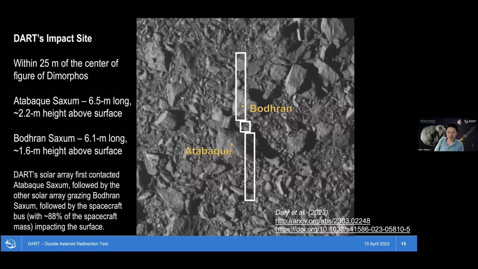So this is the final image with the spacecraft marked on it. You can see that there are two large solar panels, and the small square is the spacecraft bus. The total length is about, I don't remember, like 20 meters. And the size of these boulders, we now have names for these two big boulders. One is called Atabaki. The second is called Bodran. Their size is about 6 meters across. So that's basically the site that we hit.